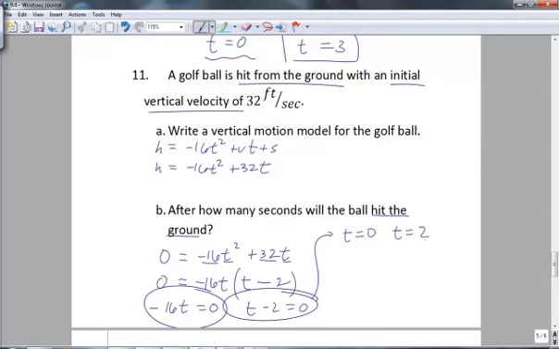So after how many seconds will the ball hit the ground? Well, t equals 0. That's when the ball started on the ground. t equals 2 seconds. That's when the ball actually comes back down and hits the ground.